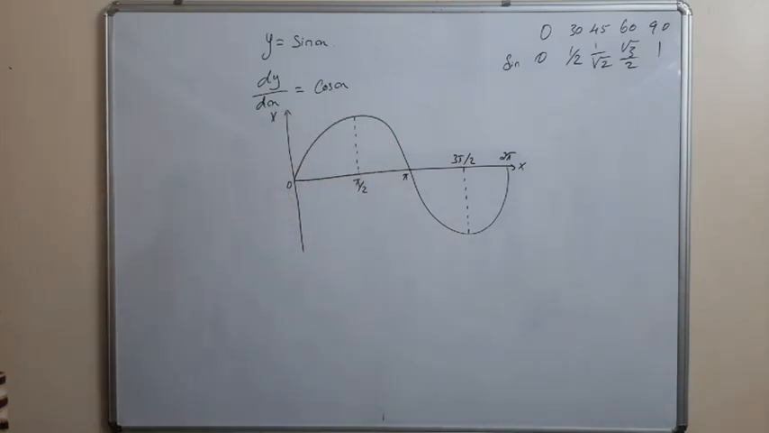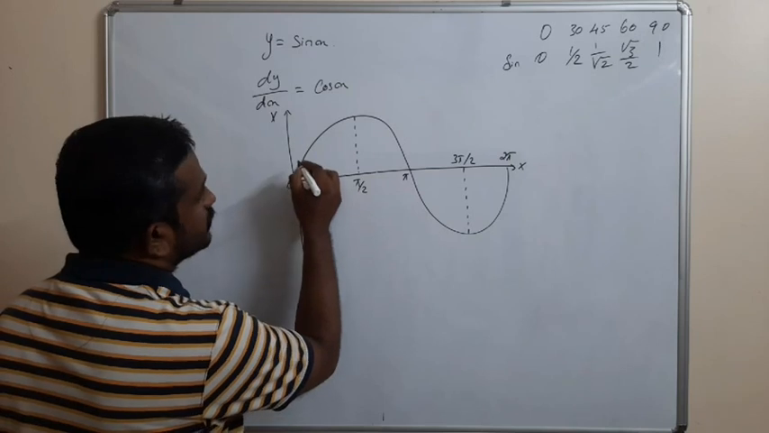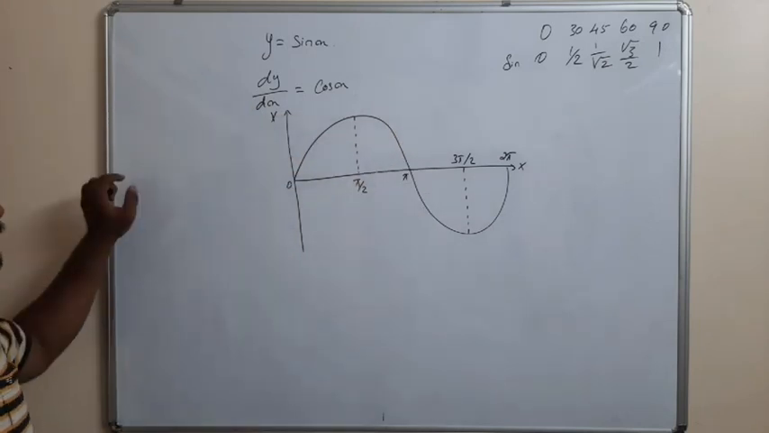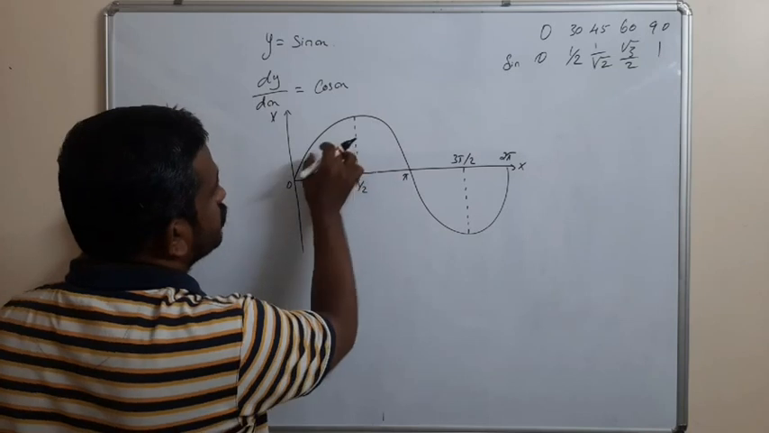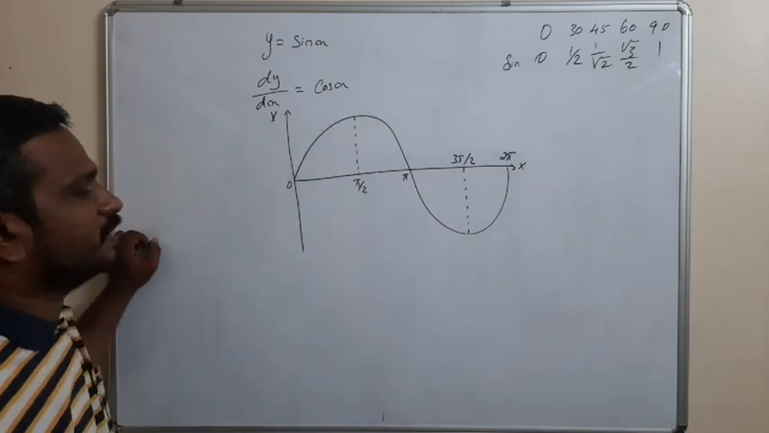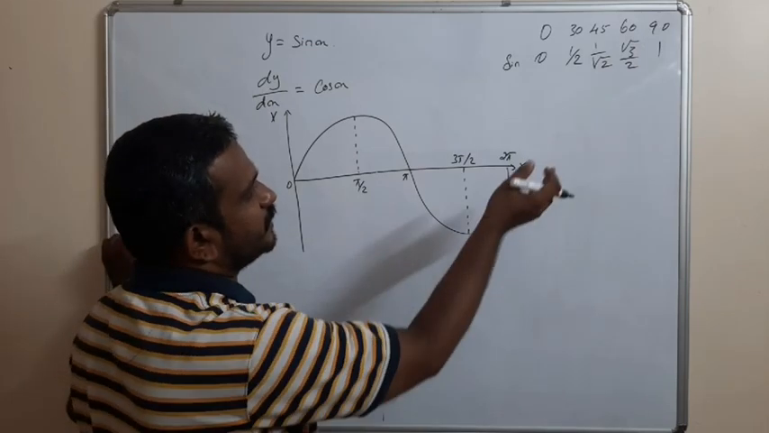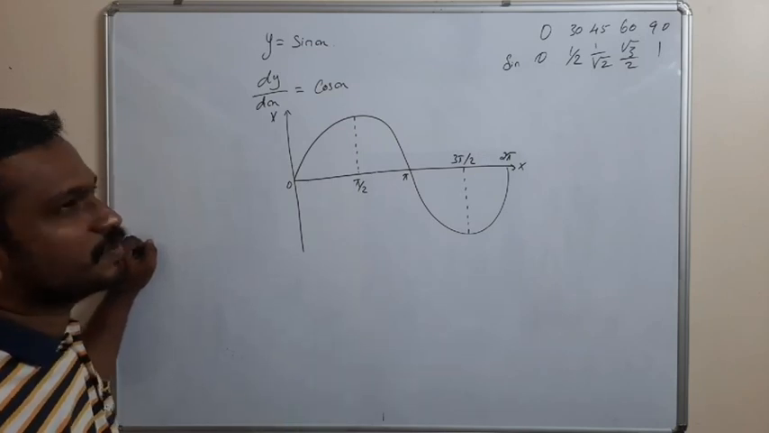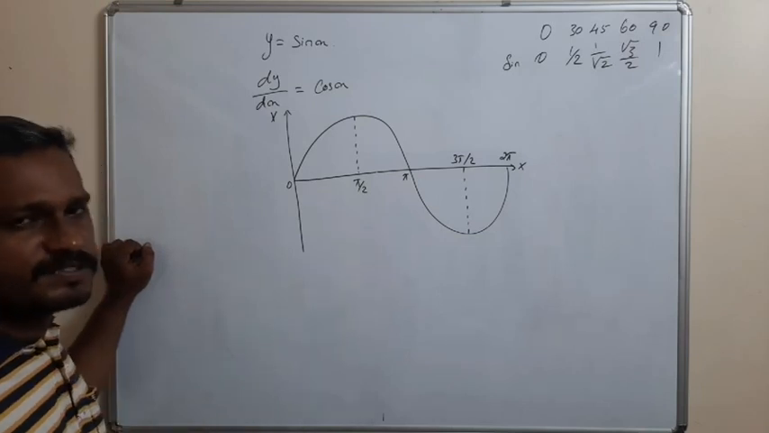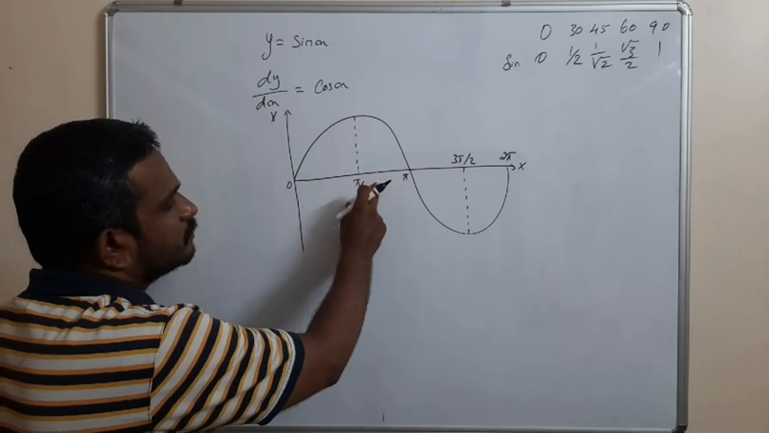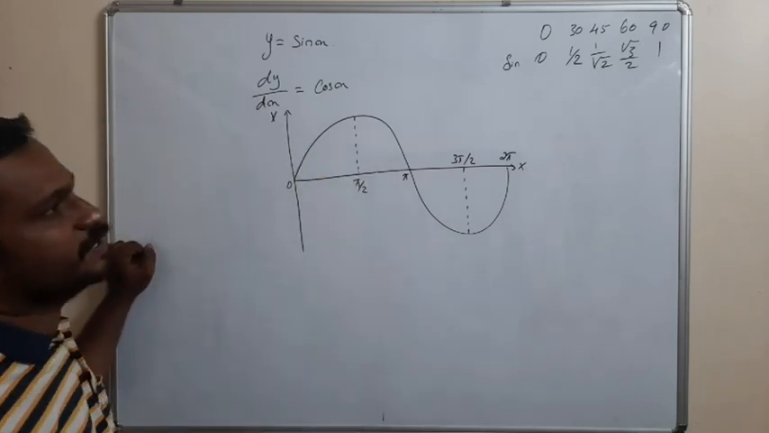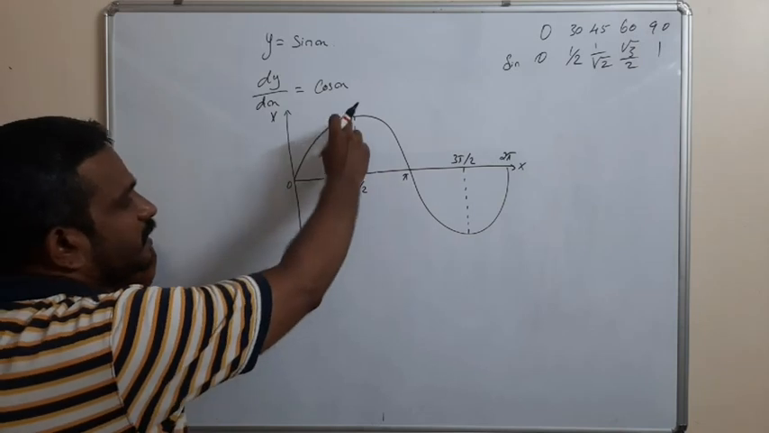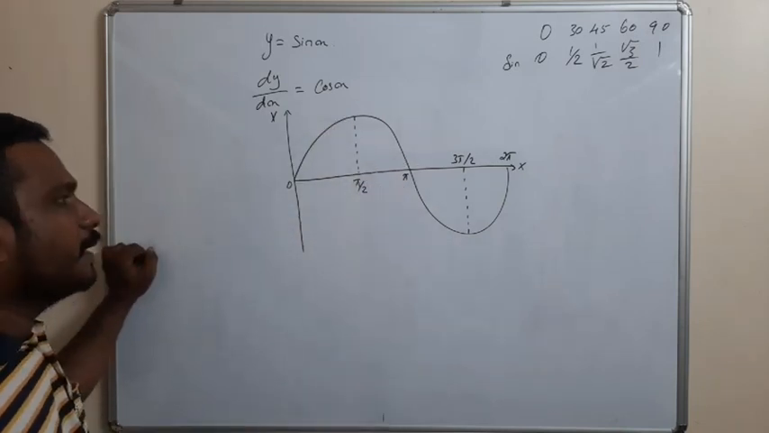Sin 90 is 1. So sin 0 starts from 0, and when it goes to 90 degree, that is pi by 2, it is gradually increasing. So in the first quadrant, sine is positive. Again, from 90 to 180, it is still positive but it decreases. In the first quadrant all are positive, so sine is positive here, and in the second quadrant, 90 to 180 degree, sine is also positive.